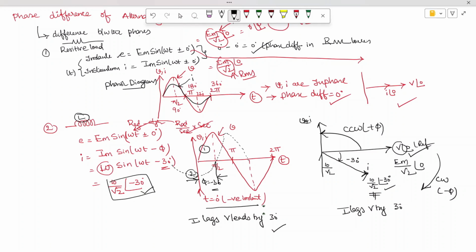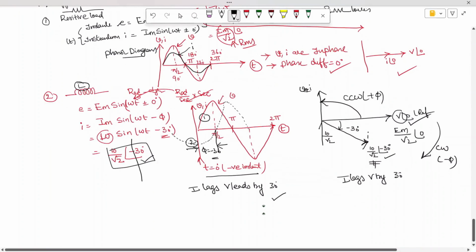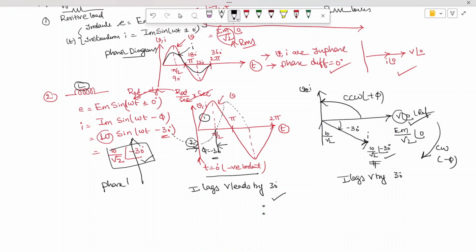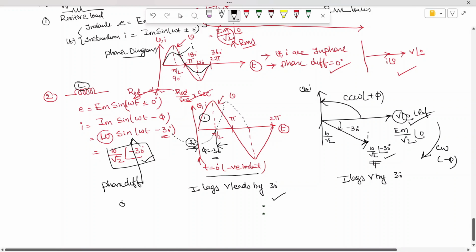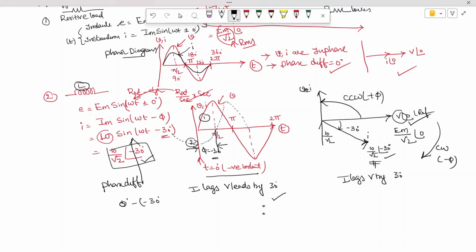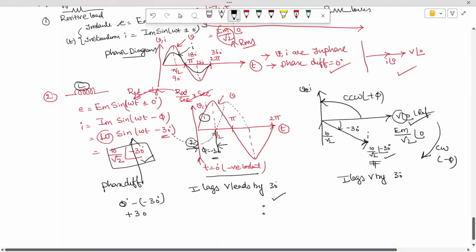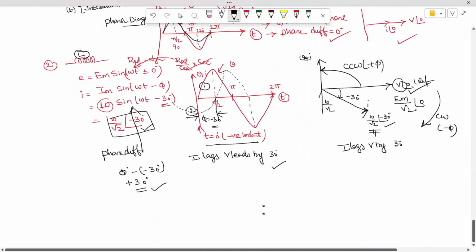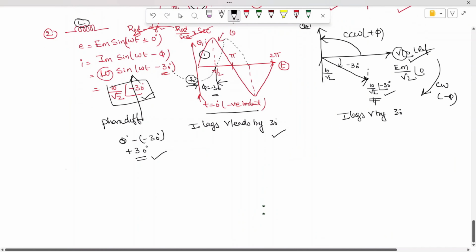So here the phase difference. We are writing all these things. What is the phase difference here? The phase difference is equal to 0 degrees minus of minus 30 degrees. Minus into minus is plus, so the phase difference is 30 degrees in the case of this problem. That's how to understand it for an inductor. Now let's try to draw it for a capacitor.